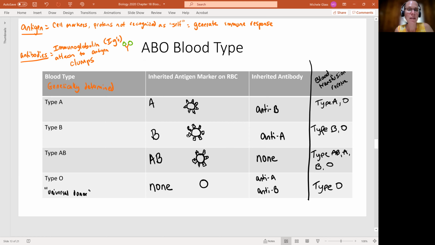If you look at your type AB, that person can receive any kind of blood. So they're often talked about as the universal recipient, meaning they're kind of privileged in this sense of the blood typing and they can receive any of them, right? So they're good to go.